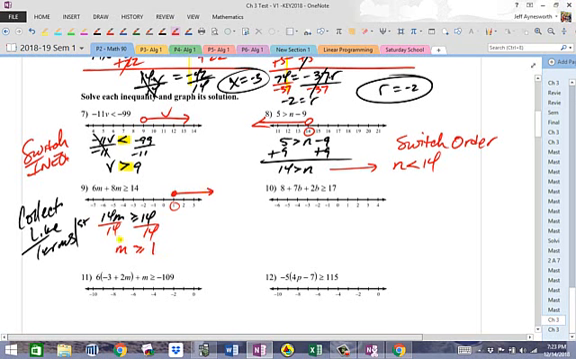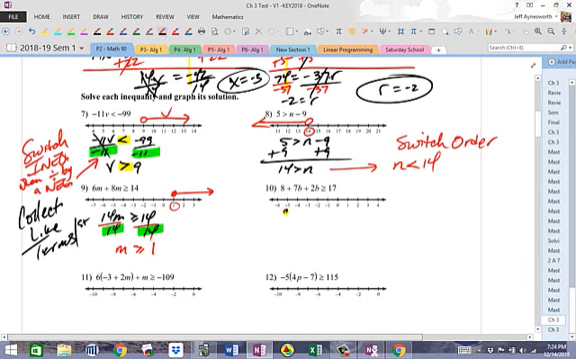And I didn't switch the inequality because I divided by a positive and not a negative. You only switch the inequality when you divide by a negative, not a positive. So on the previous one, I divided by a negative number here. Over here, I divided by a positive, and that's why I didn't switch it. So keep that in mind.